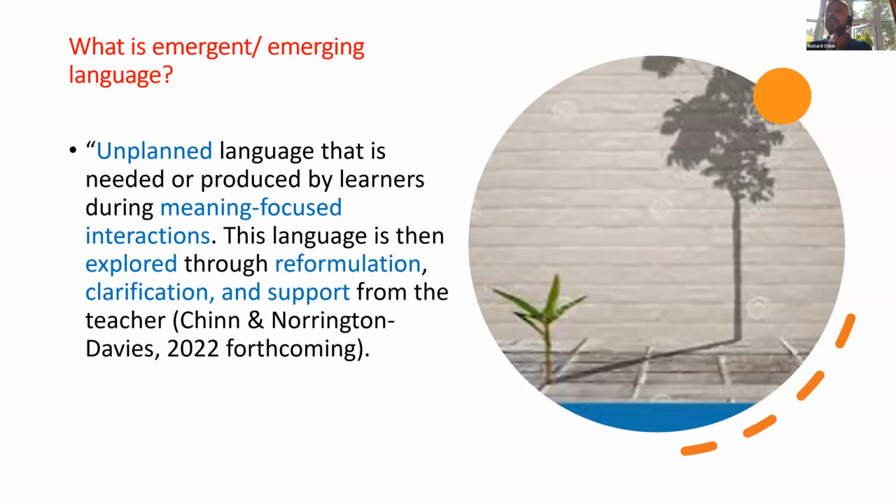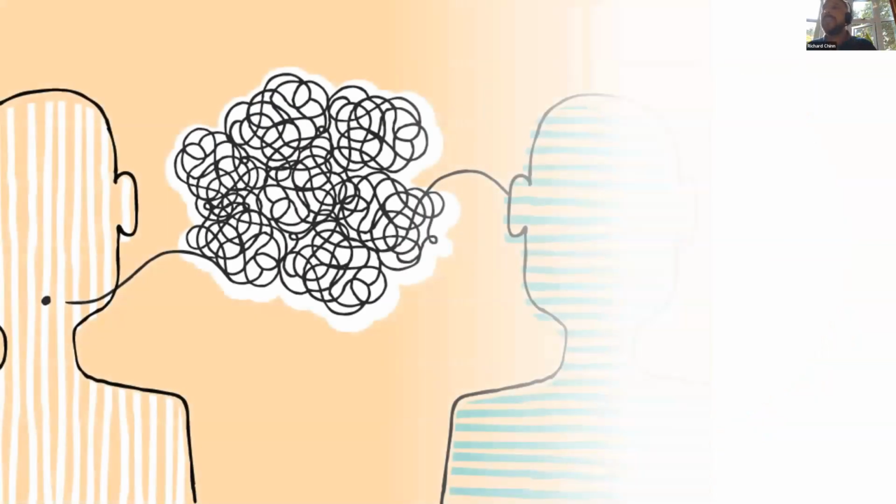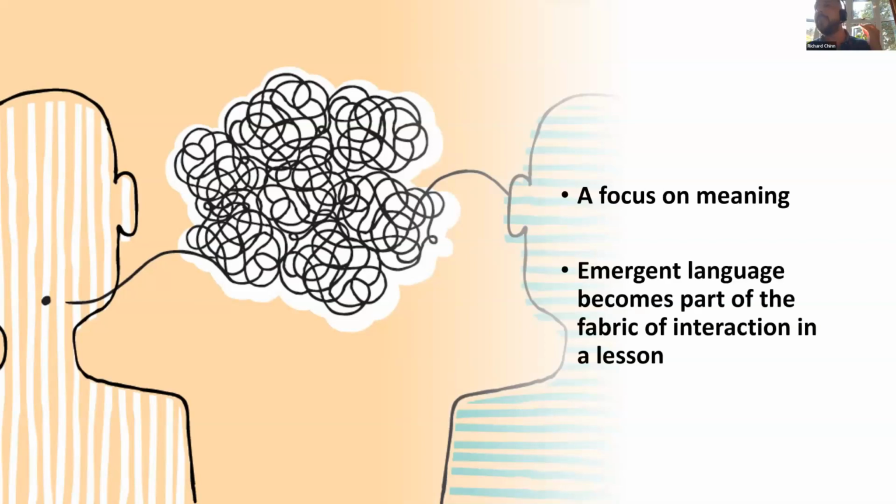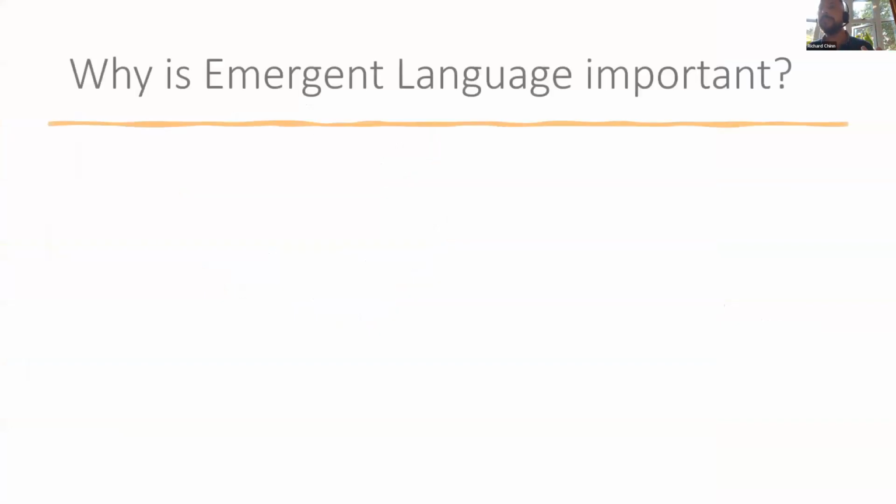So, as I say, this is a normal part of the learning process. Anyone who's ever learned a language will have experienced these episodes. These things happen naturally in class, but there's very little written about how we should actually deal with this in class and what we can do to deal with it effectively when we're working with our learners. So the key conditions for emergent language to happen, I mentioned before, we need a focus on meaning, meaningful interaction. And then as a result, emergent language becomes a natural part of the fabric of the interaction of the lesson.